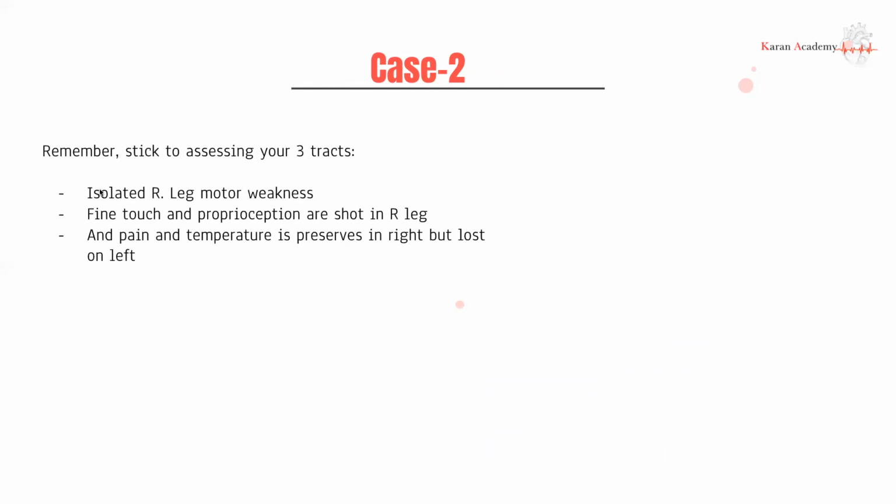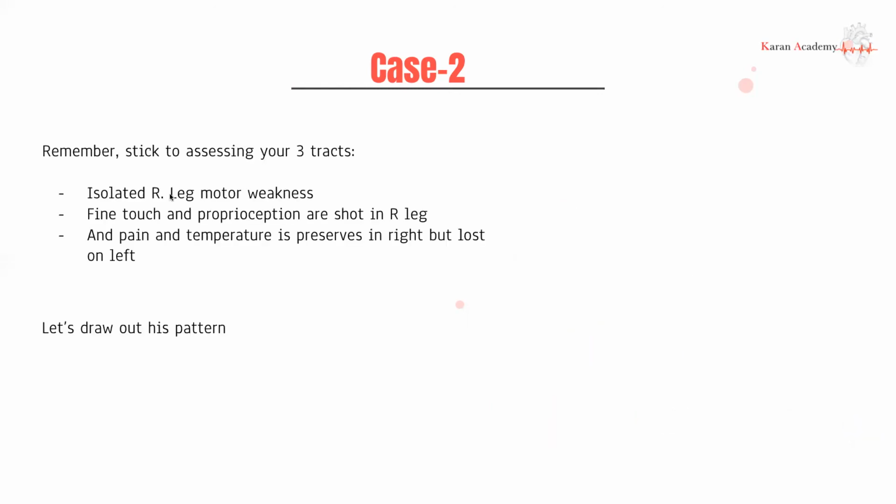So we have isolated right leg motor weakness. We have isolated fine touch and proprioception loss on the right, and pain and temperature is preserved on the right, but lost on the left. So motor weakness on the right indicates damage to the corticospinal tract, proprioception and fine touch, DCML, and pain and temperature, spinothalamic. Now, the reason why you have left versus right is because of that decussation pattern we talked about earlier, right? So let's talk about that.